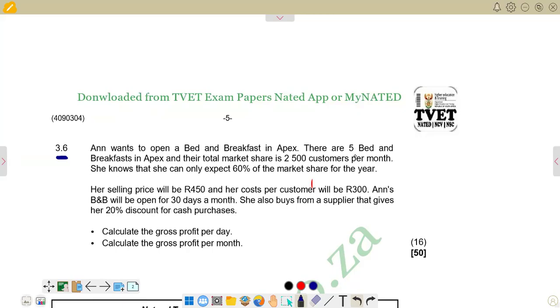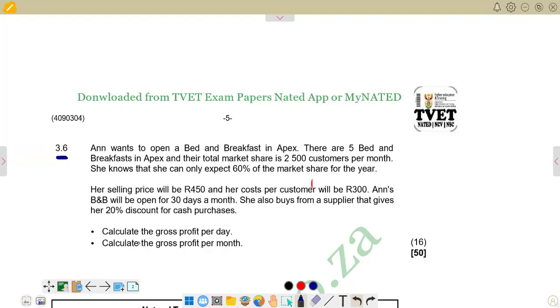in Apex. There are 5 beds and breakfasts in Apex, and their total market share is 2,500 customers per month. She knows that she can only expect 60% of the market share for the year. Her selling price will be 450 rands, and the cost per customer will be 300 rands. Hence, the BNB will be open for 30 days a month. She also buys from a supplier that gives a 20% discount for cash purchase.